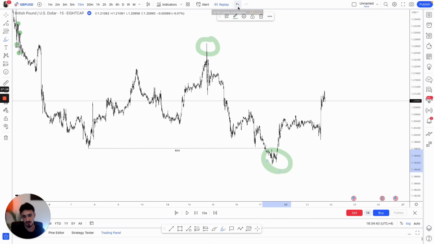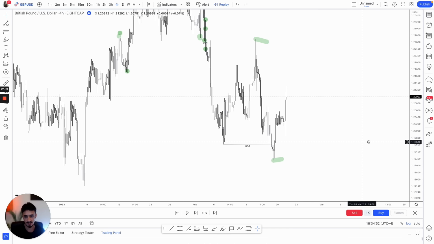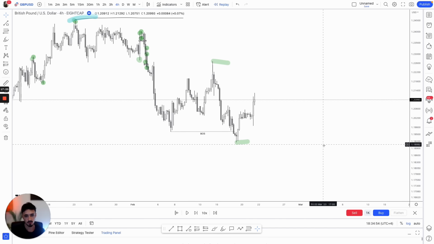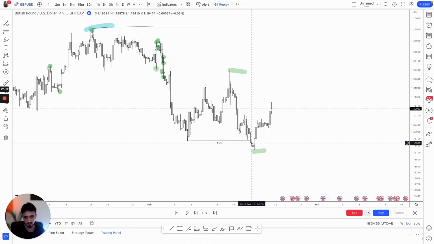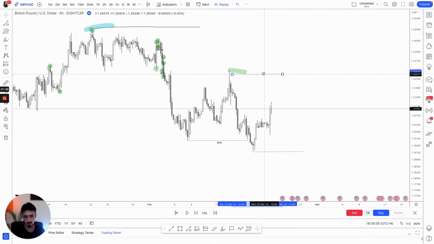Now we have a new trading range. We have a low and we have a high on the 4-hour. Again, if we go to the 4-hour and take a look at what that looks like, we will understand that we have broken structure, and this is the high and this is the low. So that is our new trading range. We have the low and the high.